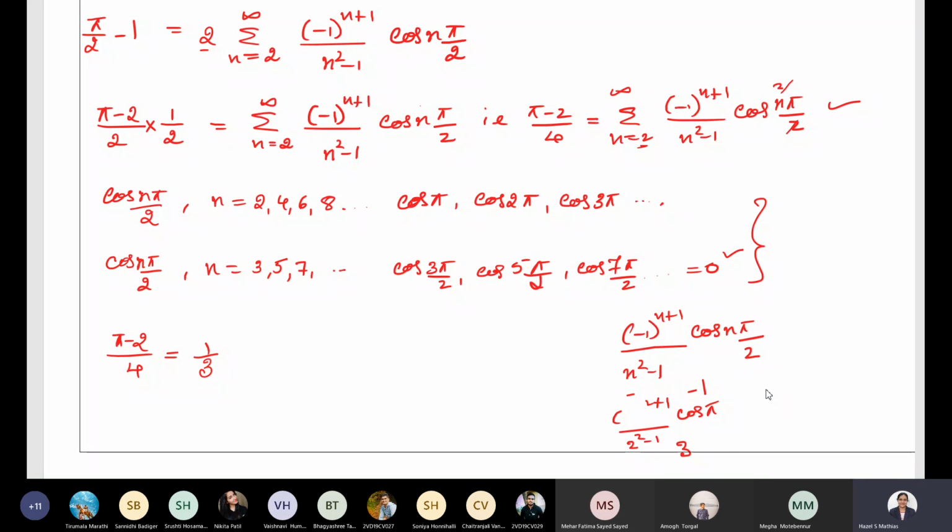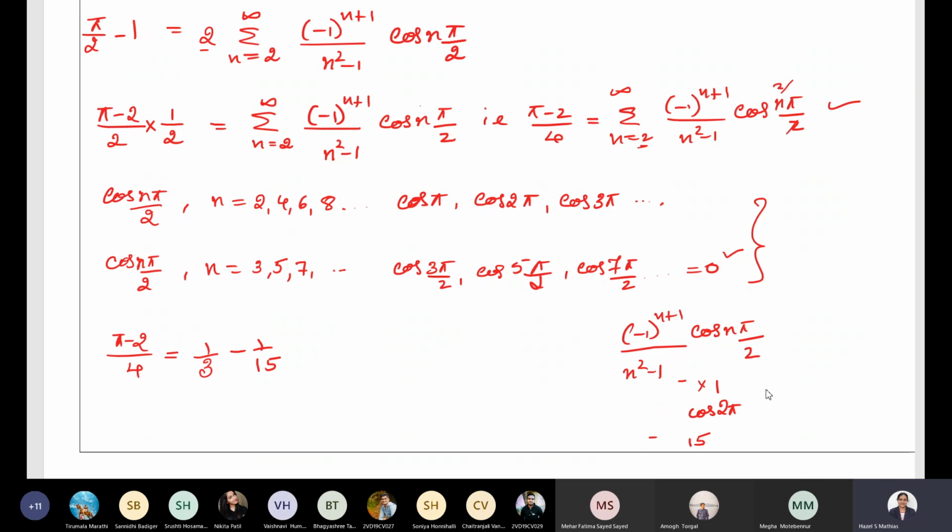Is it okay? Yes, ma'am. Okay, next put n equal to 4. Minus 1 power 4 plus 1 divided by 4 square minus 1, into cos 4 pi by 2. Cos 4 pi by 2 is cos 2 pi, which is plus 1. Minus 1 power 5 is minus 1. 4 square is 16, minus 1 is 15. So minus 1 into 1 by 15 is minus 1 by 15.